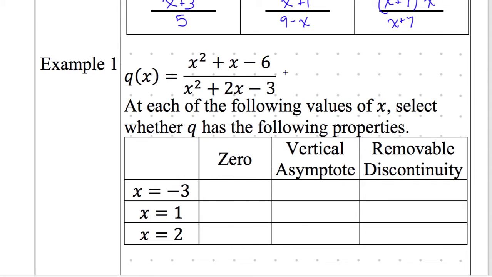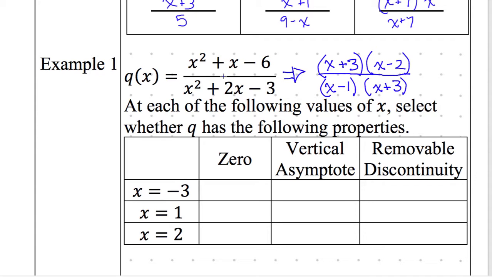The first step here is to factor. Who wants to factor this for us? Do ninja star on the top in your head. X plus 3 and x minus 2. Good. And then on the bottom we have what? 1 and negative 3. Negative 1 and 3. There it is. So x minus 1 and x plus 3. You guys are getting really good at doing ninja stars in your head for those simple trinomials.